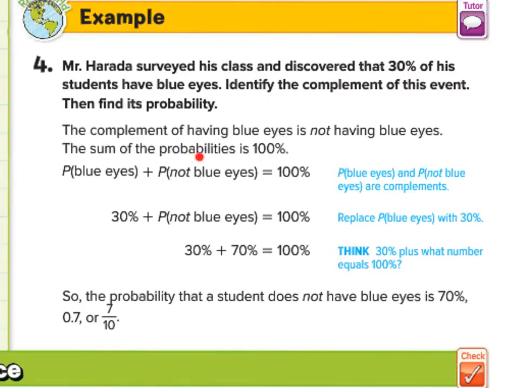The sum of the probabilities has to be 100%, right? So probability of blue eyes plus probability of no blue eyes equals 100%. So probability is 30% plus probability of no blue eyes, which is, what's the difference between 30 and 100%? 70, right? So 30% plus 70% equals 100%. Okay, so the probability that a student does not have blue eyes is 70%. Thanks to the complement rule, we're able to identify that the other half needs to help us equal 100%. And that's how we solve for the not part, the information that's not being given.